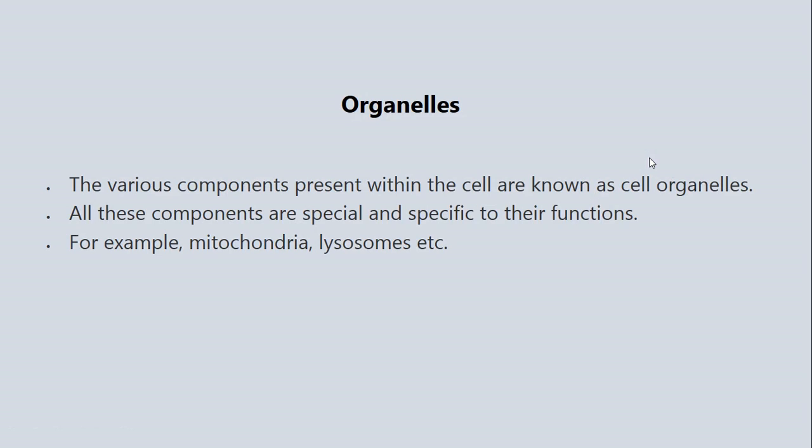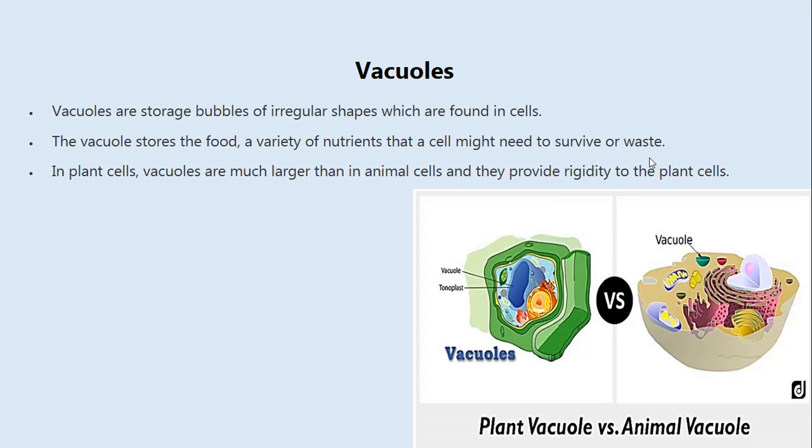Now let us learn about the organelles. The various components present within the cells are known as the cell organelles. All these components are special and they perform specific functions. A few examples of organelles are mitochondria, lysosomes, etc. Now let us learn about them one by one.